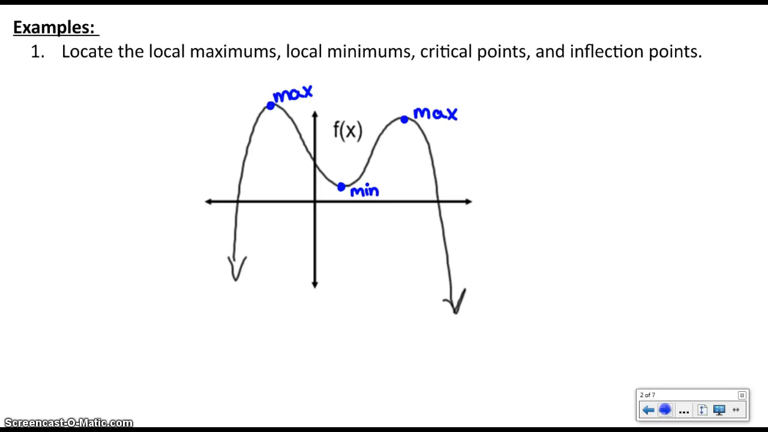Okay? So critical points are also the max and the mins. Those are the same thing. So you can also call those critical points because that is where the derivative equals zero. You have a horizontal tangent line there.